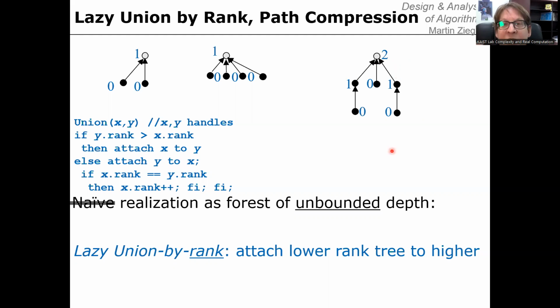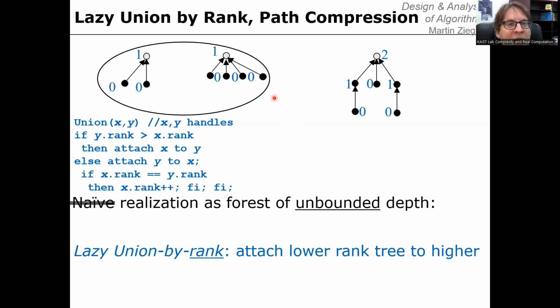So yeah, this is all about height, not about size anymore as in the previous case. Now let's continue with this animation. Next time, maybe the user wants to form the union of these two sets, and now we need to break ties. Both have the same height, 1. So one of them needs to become the child of the other, and thus will increase the height.